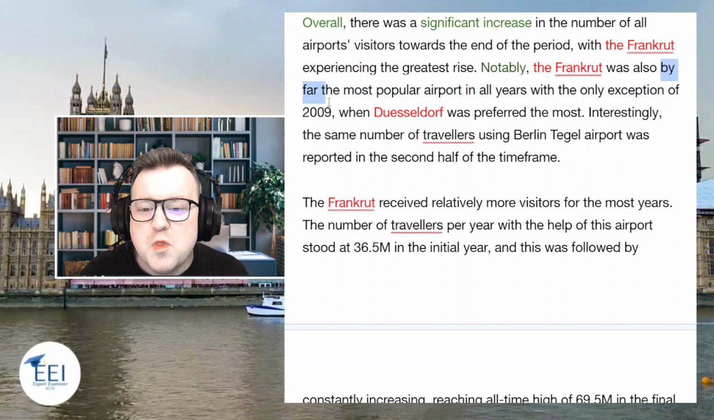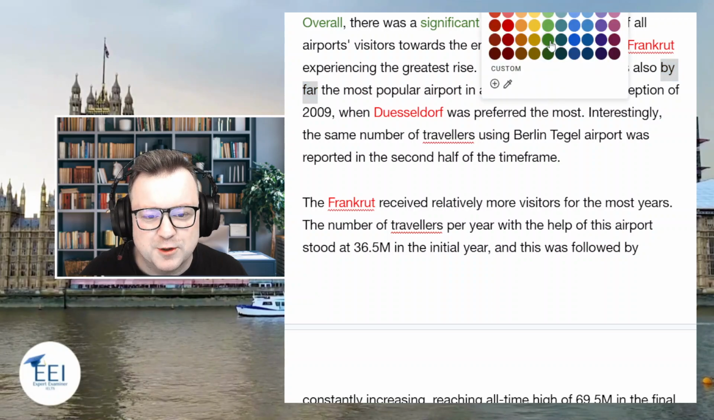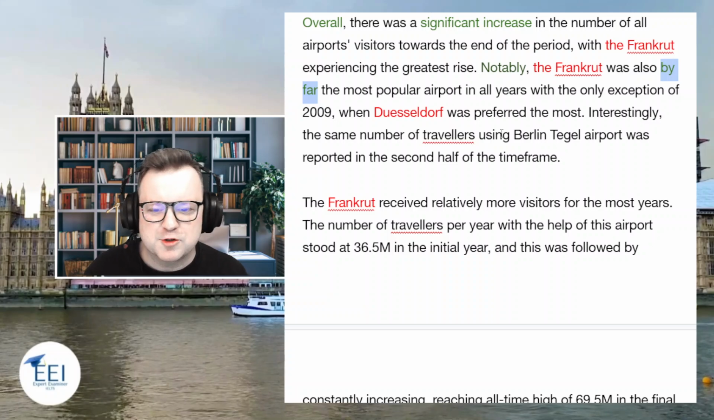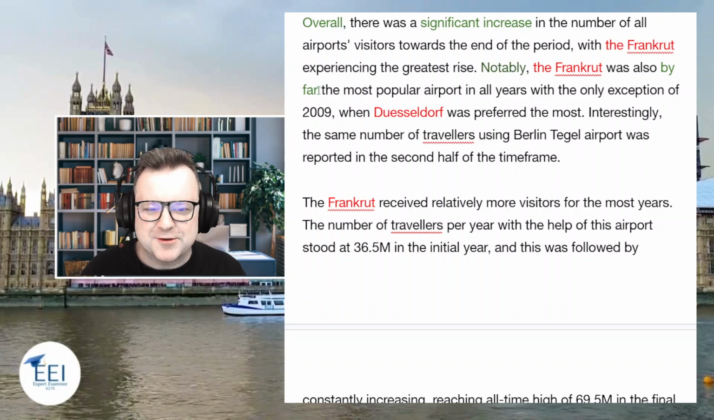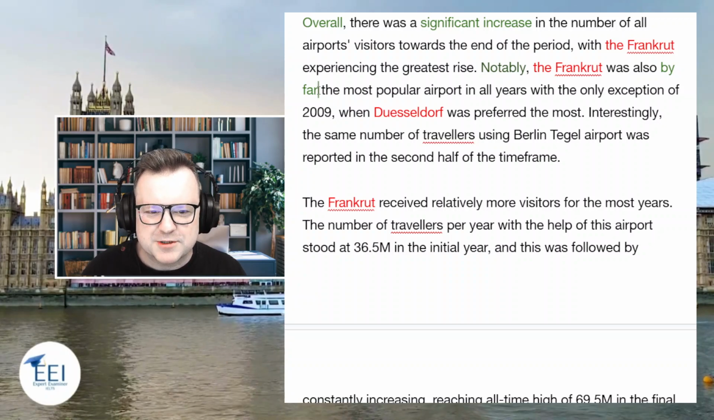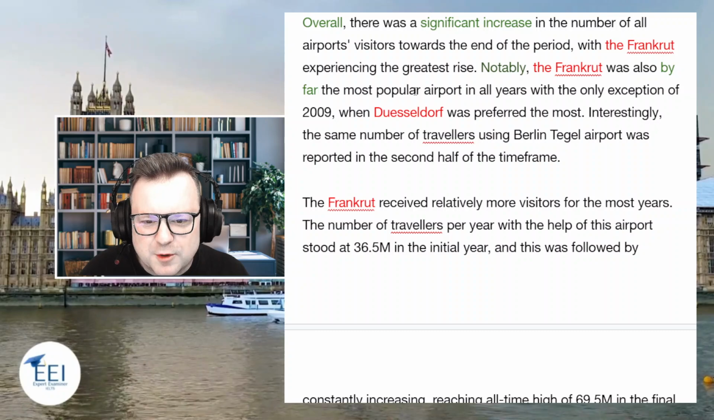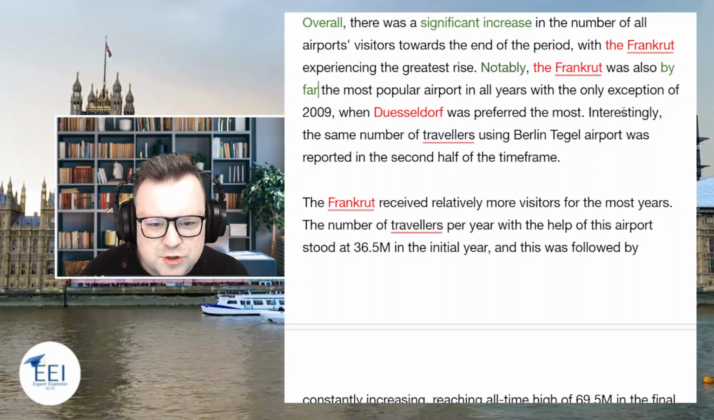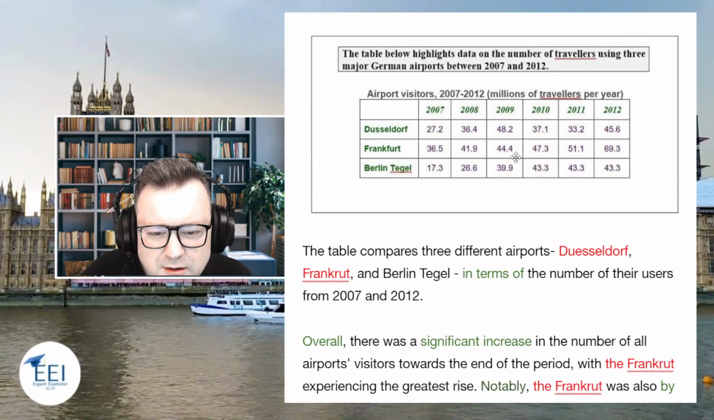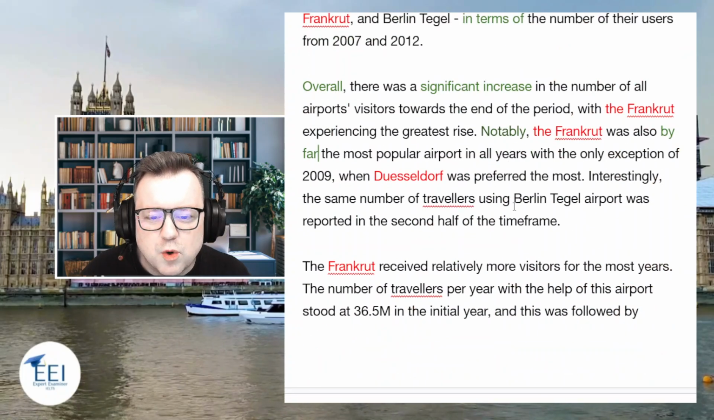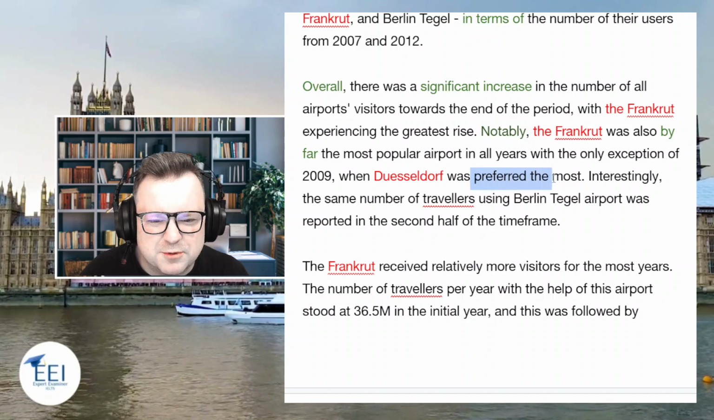Okay, by far. Not a lot of people know how to use qualifying adverbs before superlatives. You know, by far the most popular. Not a lot of people know this stuff, and I love it when candidates use this in their comparatives to make them more precise. So, kudos, bravo. Was also by far the most popular airport in all years, with the only exception of 2009. Yeah, good. When Dusseldorf was preferred the most. No, not preferred.